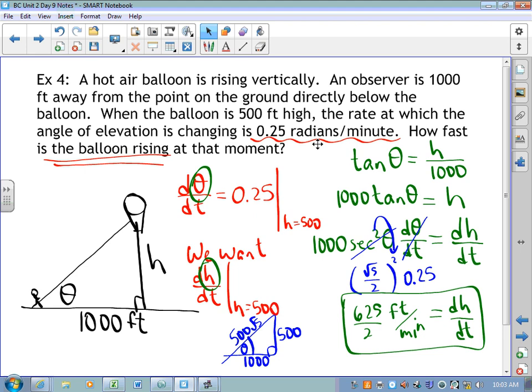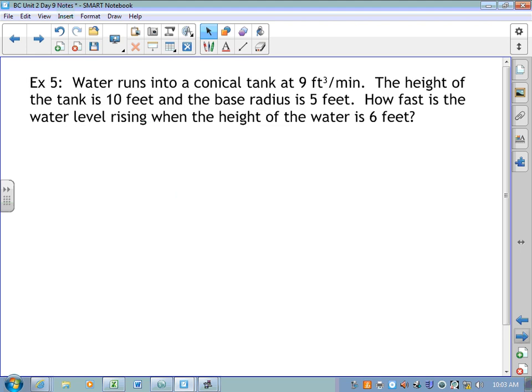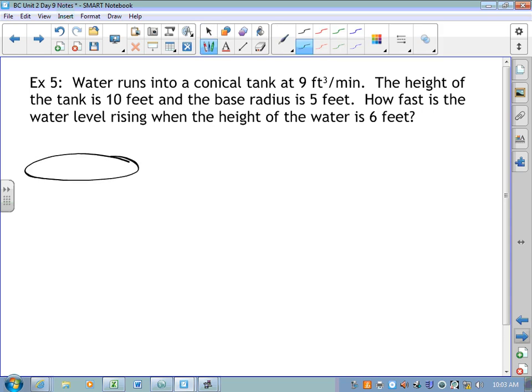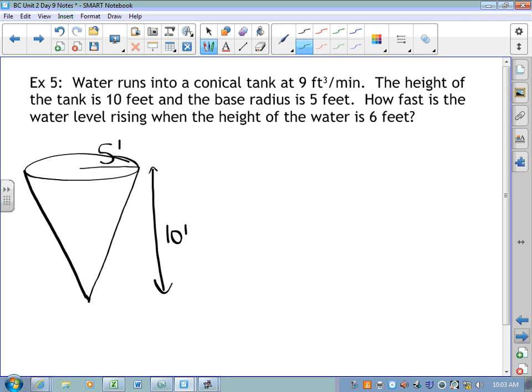All right, one more. This is a classic problem. I wanted to show a couple of classic problems. Water runs into a conical tank at 9 cubic feet per minute. Conical tank. Picture. The height of the tank is 10 feet, and the base radius is 5 feet. How fast is the water level rising when the height of the water is 6 feet?